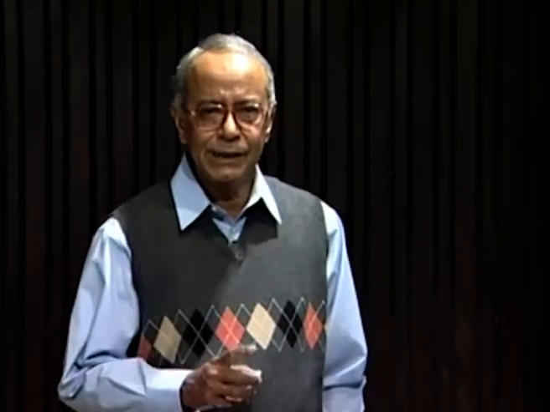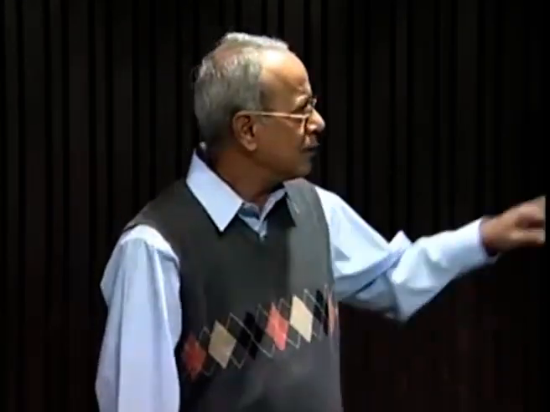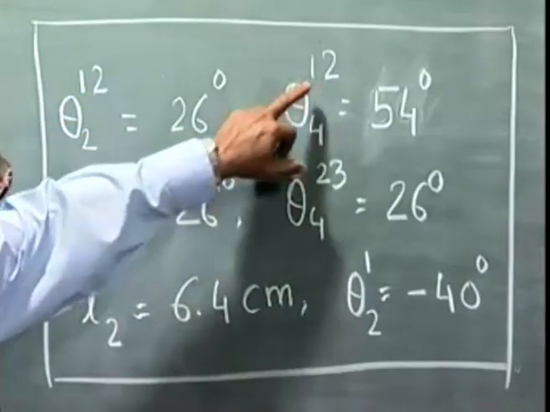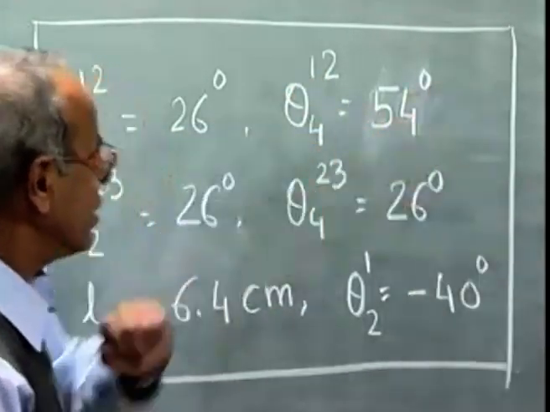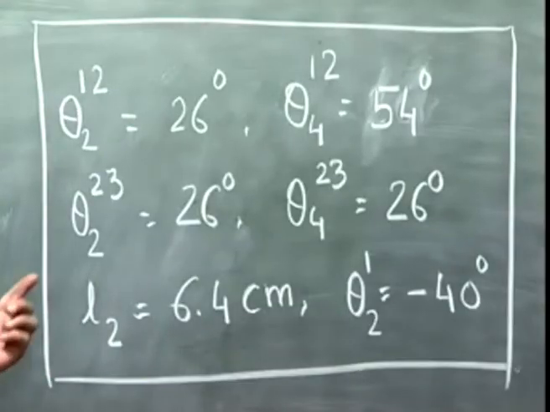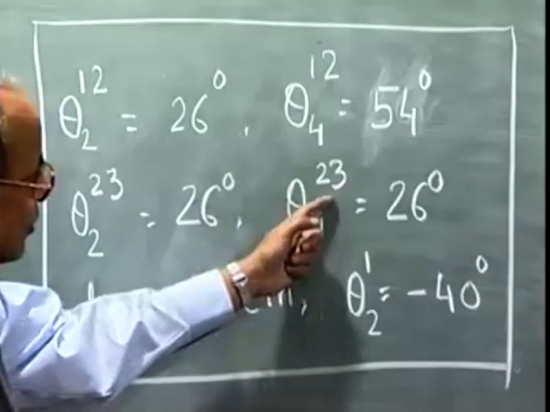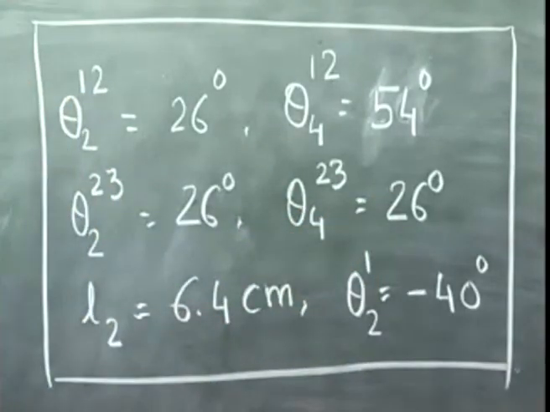Let me now discuss the same problem if we solve by graphical method, what kind of problem may arise. We talk of this theta 2 12 as 26 degree as before, theta 4 12 as 54 degree as we have considered in the analytical method, same values of theta 2 23 as 26 degree and theta 4 23 is again 26 degree.